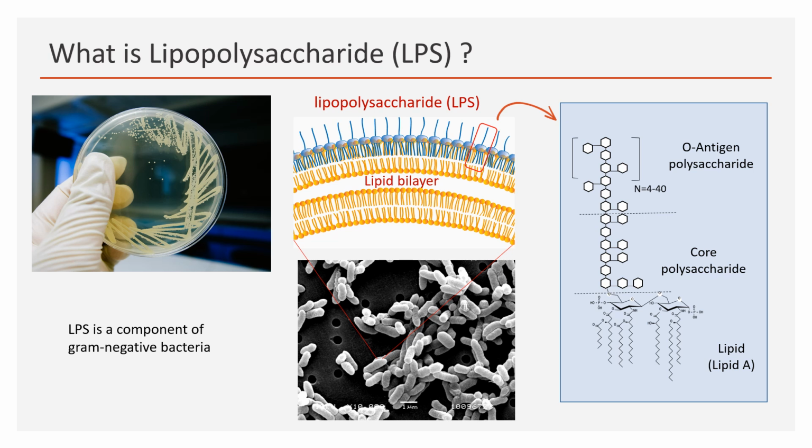LPS is a component of gram-negative bacteria. The photo in the center shows a bacterial colony, viewed under an electron microscope. A lipid bilayer membrane can be seen in the enlarged image of a single bacterial cell wall, with LPS embedded in the outermost layer. Structurally, LPS is composed of lipids and sugars. Bacterial-derived LPS is found in edible plants, because bacteria live in the soil and on plants.